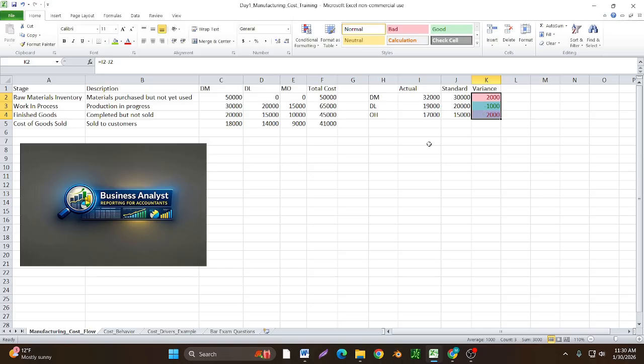And how I did this conditional formatting, I went up here and I did highlight rules. Greater than 0 was red and less than 0 was green. Conditional formatting makes it easier to see which areas need attention. You don't have to hunt through the numbers. Red flags the problem and green shows efficiency.